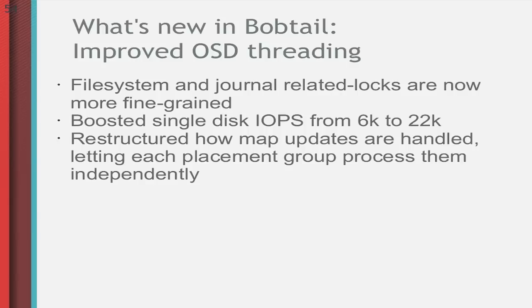At the OSD level, in how it interacts with the file system and with its journal, which can be on a separate device for faster writes, performance was improved quite a bit by rearranging how the locks worked, making them more fine-grained and less coarse. So the IOPS that a single OSD could get out of a single underlying file system increased from 6,000 to 22,000.